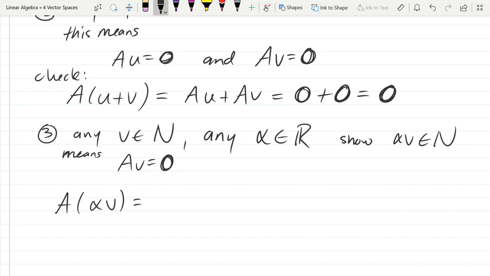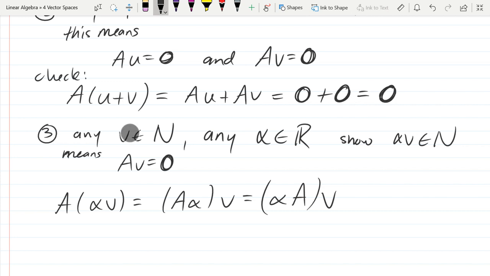I'm going to first reassociate A alpha V. Why am I allowed to commute alpha and A? You can always reassociate, no matter what type of objects you're multiplying. If you don't have associativity, you're working in a really weird system. So you're pretty much always going to have associativity.